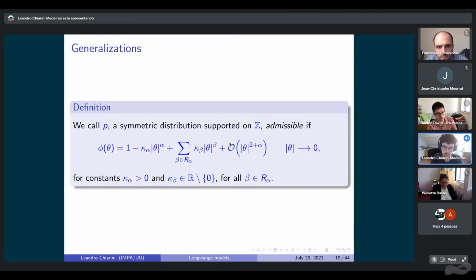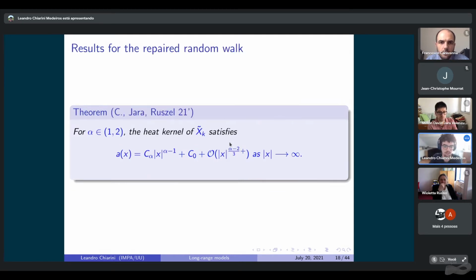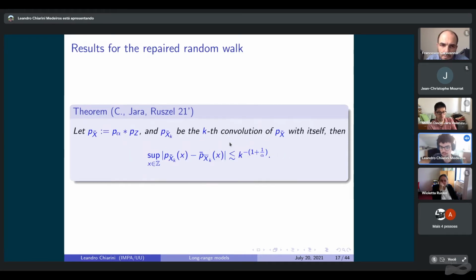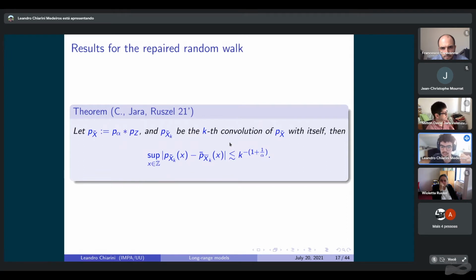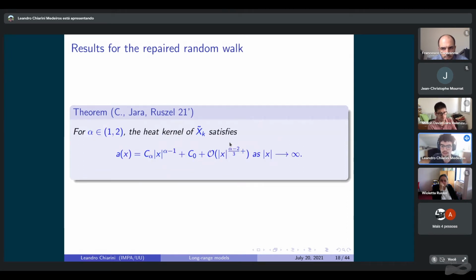And also, we recover all those results, and we can even show that we really need to repair the random walk if we want these speeds of convergence. We can actually show that if we don't have such a nice and clean repair distribution, the rates of convergence are worse, and the error term here is actually worse as well.